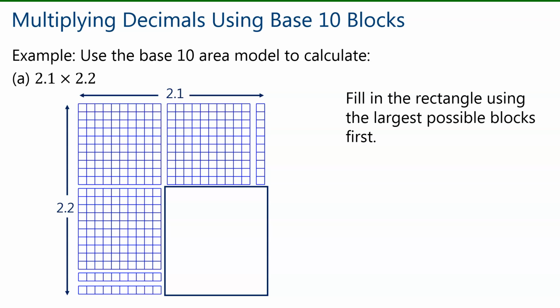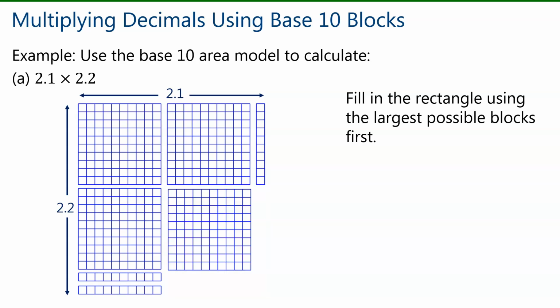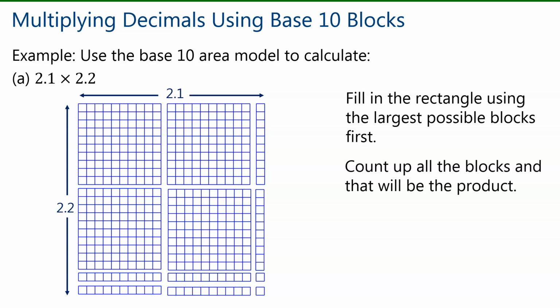So now to find the product, what we do is we fill in this rectangle here using the largest blocks possible. You don't want to have to fill in all this space using the little tiny cubes when you can use a larger flat. So I see that we can fit a flat here, and to the right of that we can fit a rod. We can put a couple of rods on the bottom, and then we'll use 2 small cubes to complete the rectangle. Now we can count up all the blocks, and that will be our answer.